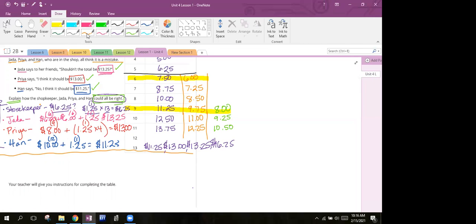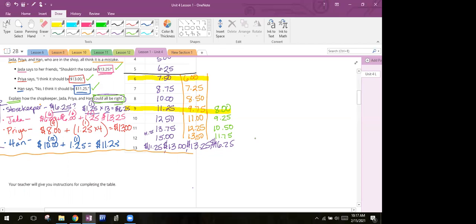All right, and then finally we have 12 bagels. How much would 12 bagels cost? Based on this first one, $15. Then $13.50. $12. And $11.75. There you go.